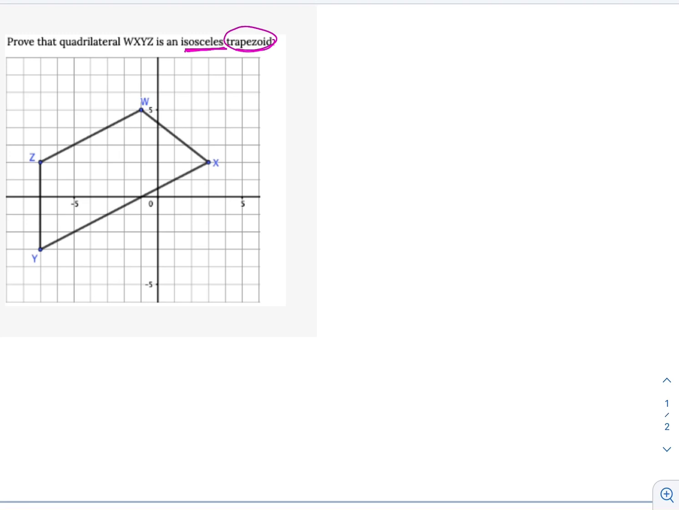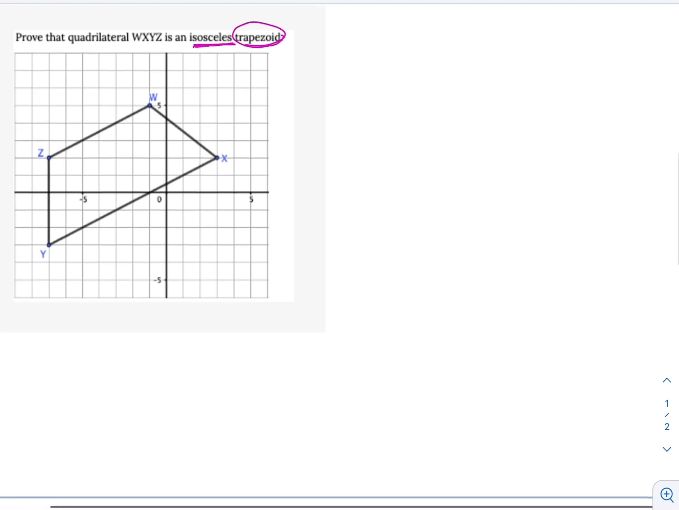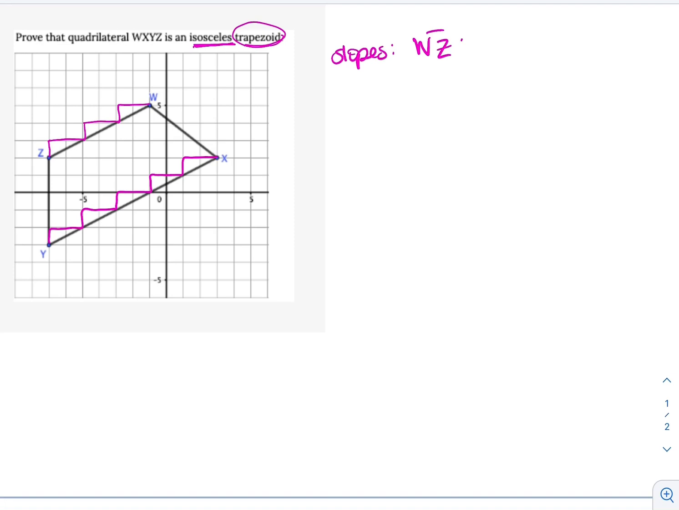Okay, so I'm going to start by proving that it is in fact a trapezoid. So let's look at the slope of ZW. It looks like ZW, if I go up 1 over 2, up 1 over 2, that's the slope of ZW. YX should be the same. Let's see, up 1 over 2. Yep, so both of these segments have the same slope of positive 1/2. So I'm going to write slopes. WZ has a slope of 1/2 and YX has a slope of 1/2.